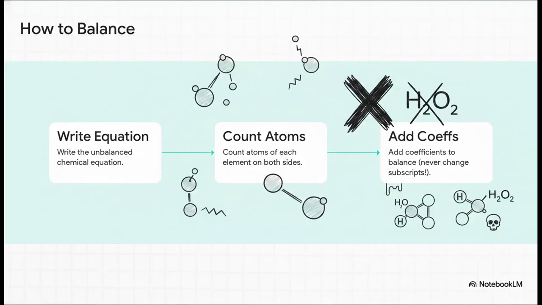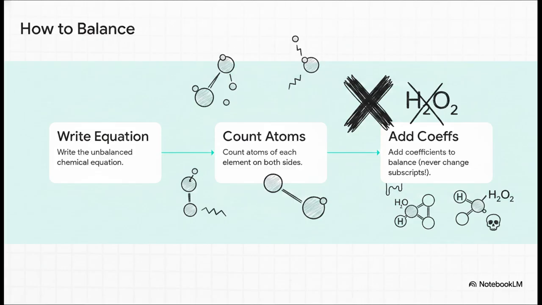Time to put on our accountant hats. We follow 3 strict rules here. Step 1, write the unbalanced equation, which is done. Step 2, count the atoms on both sides using a tally table, also done. Step 3, and seriously, this is the most critical rule in all of chemistry. We add coefficients to balance the atoms, but we never change the subscripts.